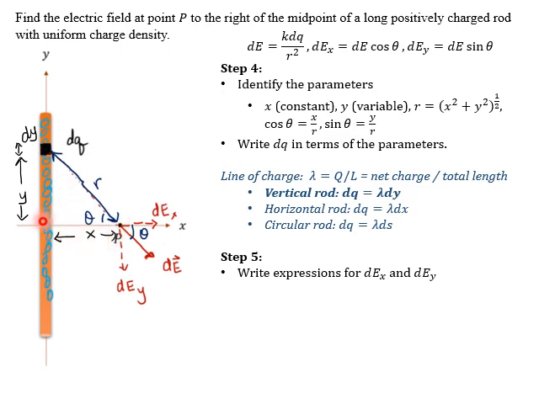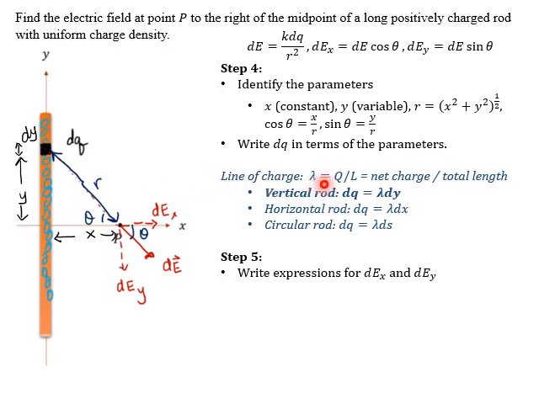X is the horizontal distance, y is the vertical. R is the distance between dq and our point, and r is equal to the square root of x squared plus y squared. We can use those variables, x, y, and r, to write cosine theta and sine theta.